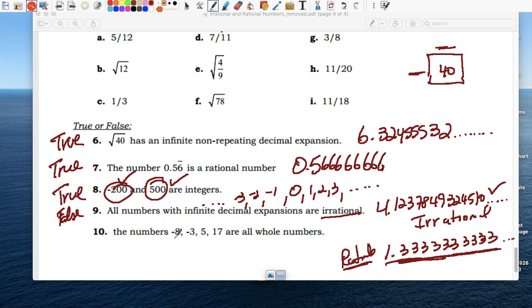And lastly, negative 8, negative 3, 5, and 7 are all whole numbers. Obviously not. What are my whole numbers? 0, 1, 2, 3. No negatives. Only every number to the right of 0 is a whole number. No decimal, no fraction parts, no partials, okay? 6, 7, dot, dot, dot. Okay, I think that's it.